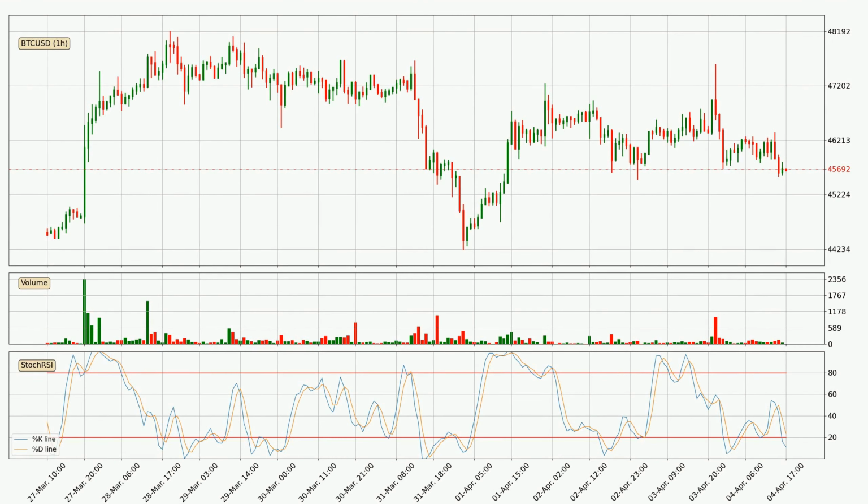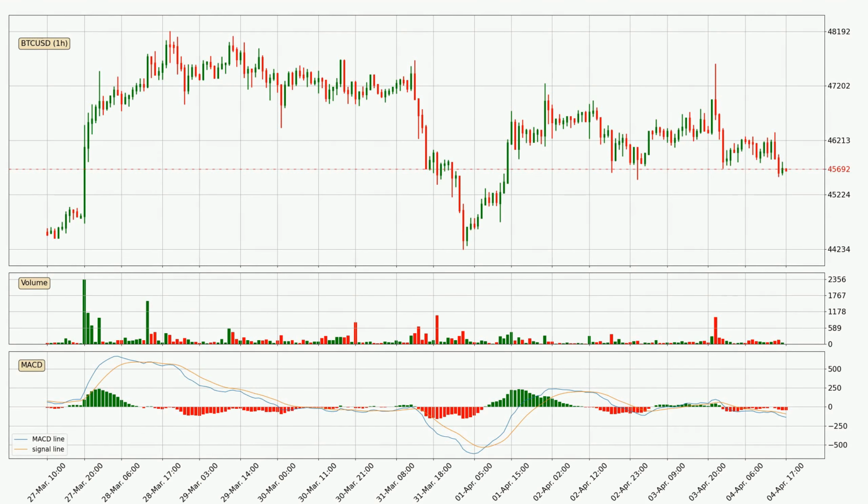Moving to the hourly stochastic RSI, both the %K and %D lines are in the lower region, which means that the price is getting oversold and soon a trend change or at least some kind of consolidation could be expected. However, the K line still hasn't crossed the D line, so it should be waited to see if the trend will actually change to the upside.